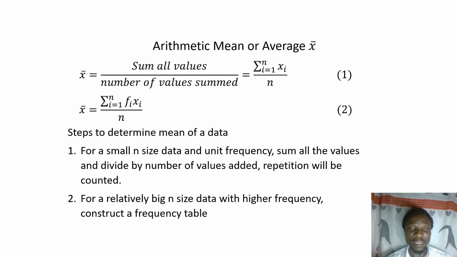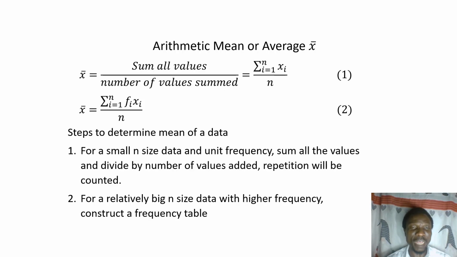X bar is the ratio of the sum of all values to the number of values you summed. So you sum all the values and you divide it by the number of values you summed. And in the case of frequency data, you will do the summation of the product of the frequency of each value divided by the number of values in the data.